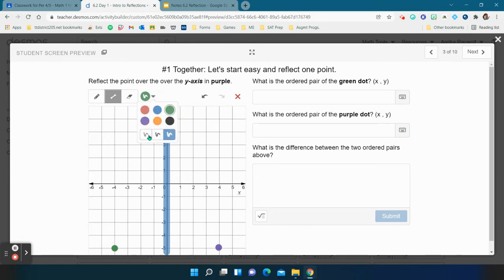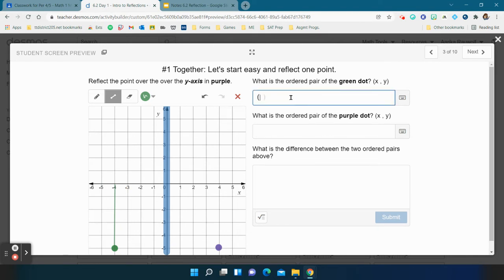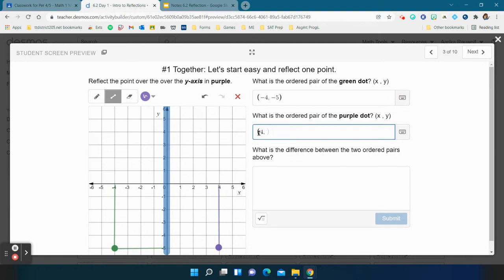All right. Now, what I want you to do is what's the ordered pair of our green dot? So, looking at my green dot here, the ordered pair, remember, is always your x value, then your y value. So, the x value is -4, and the green dot's y value is -5. We look at that y axis. The purple dot, the x value is 4, the y value is -5. So above, explain to me what's the difference you see between the green dot and purple dot's ordered pair? And then you're going to click submit.